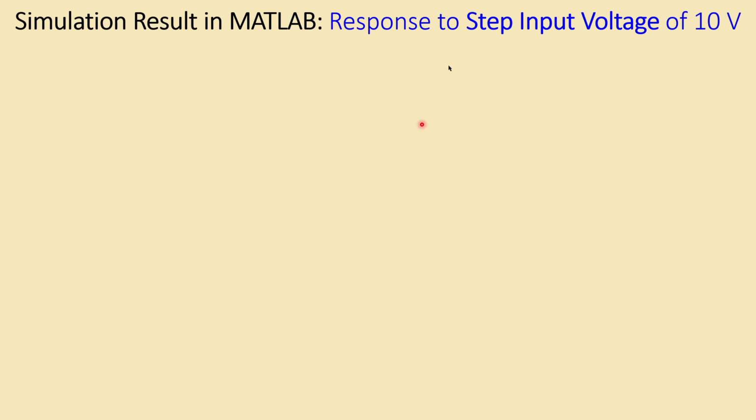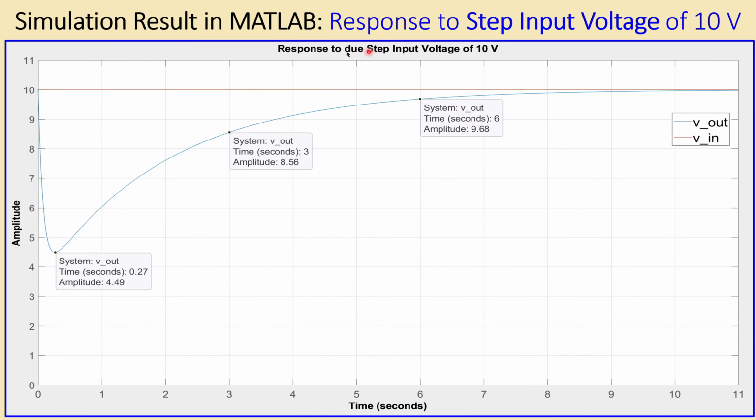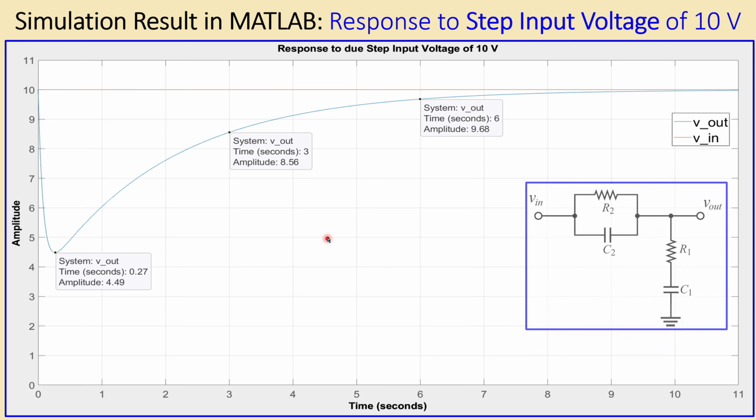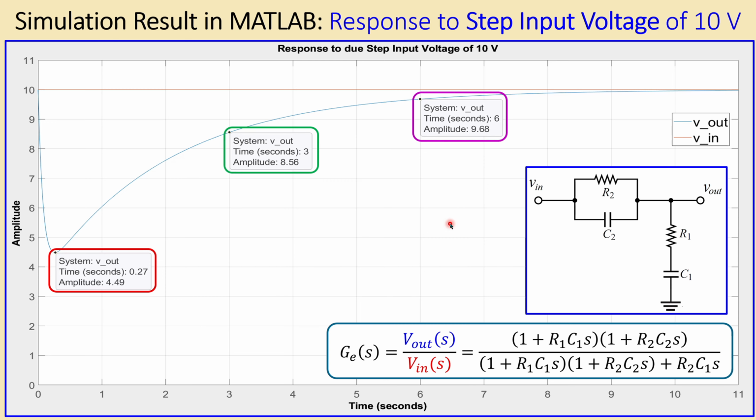Now let's also go to the step input voltage of 10 volts. There's actually some mistake here in the naming. And we now have an electrical circuit, this one, and this is the transfer function. This is the minimum, the exact same time and value, and also the values at 3 and at 6 seconds. So that is all the same, so not a surprise.